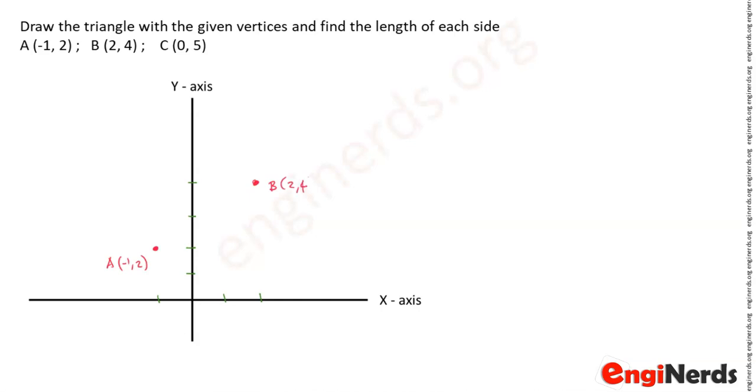2, 4. And then, locate natin yung ating point C. So, ang x natin is 0. That means, nasa y-axis ang ating point C, no? So, therefore, dito siya sa 5th. So, this is our point C. So, we have here C is 0 and 5. Okay? So, ito ngayon yung triangle na nabuo natin.